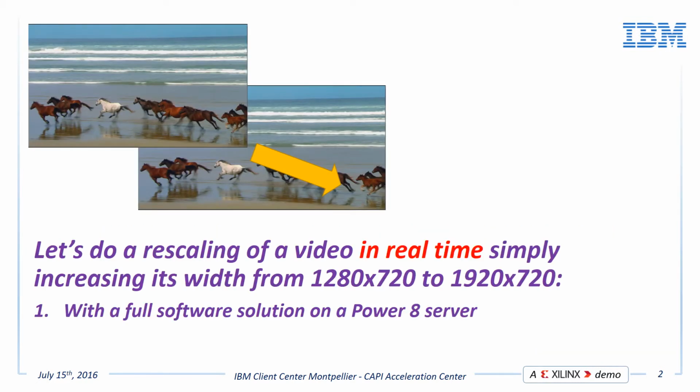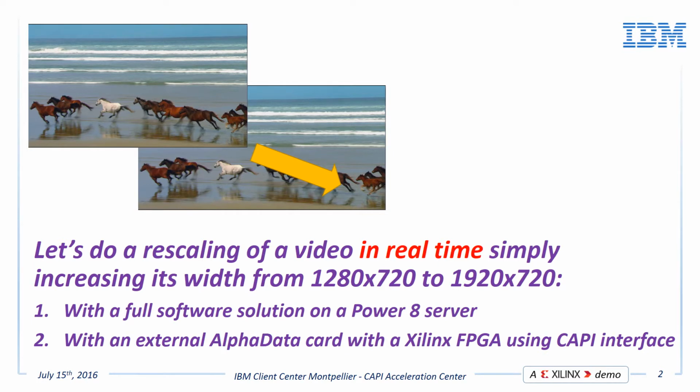Let's do a real-time rescaling of a video, enlarging the width, and see how it works using a full software configuration method and using a CAPI hardware accelerator. To rescale the image, we use a polyphase algorithm, which is an interpolation method taking input pixels to calculate the output pixels. So let's see first the environment built for this demo.